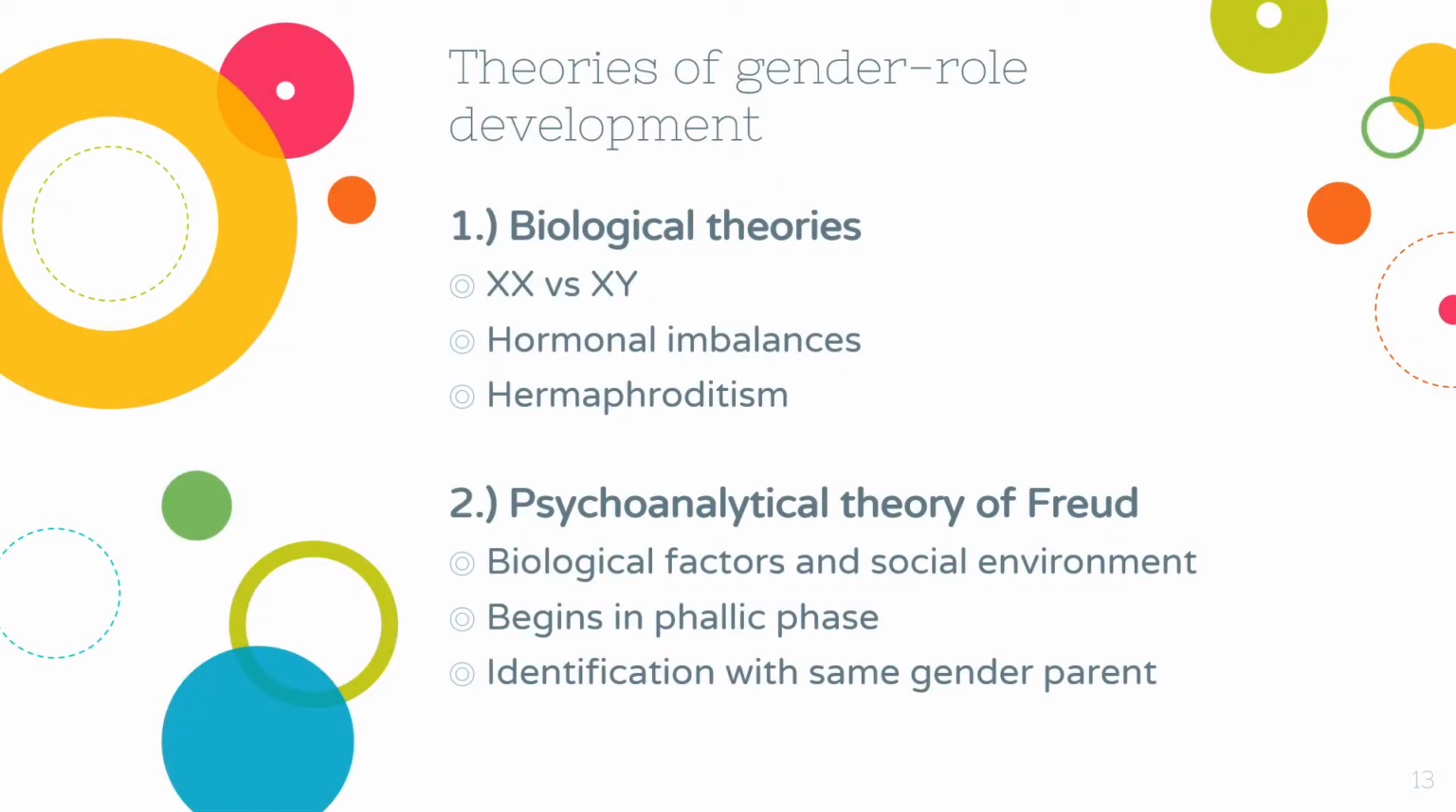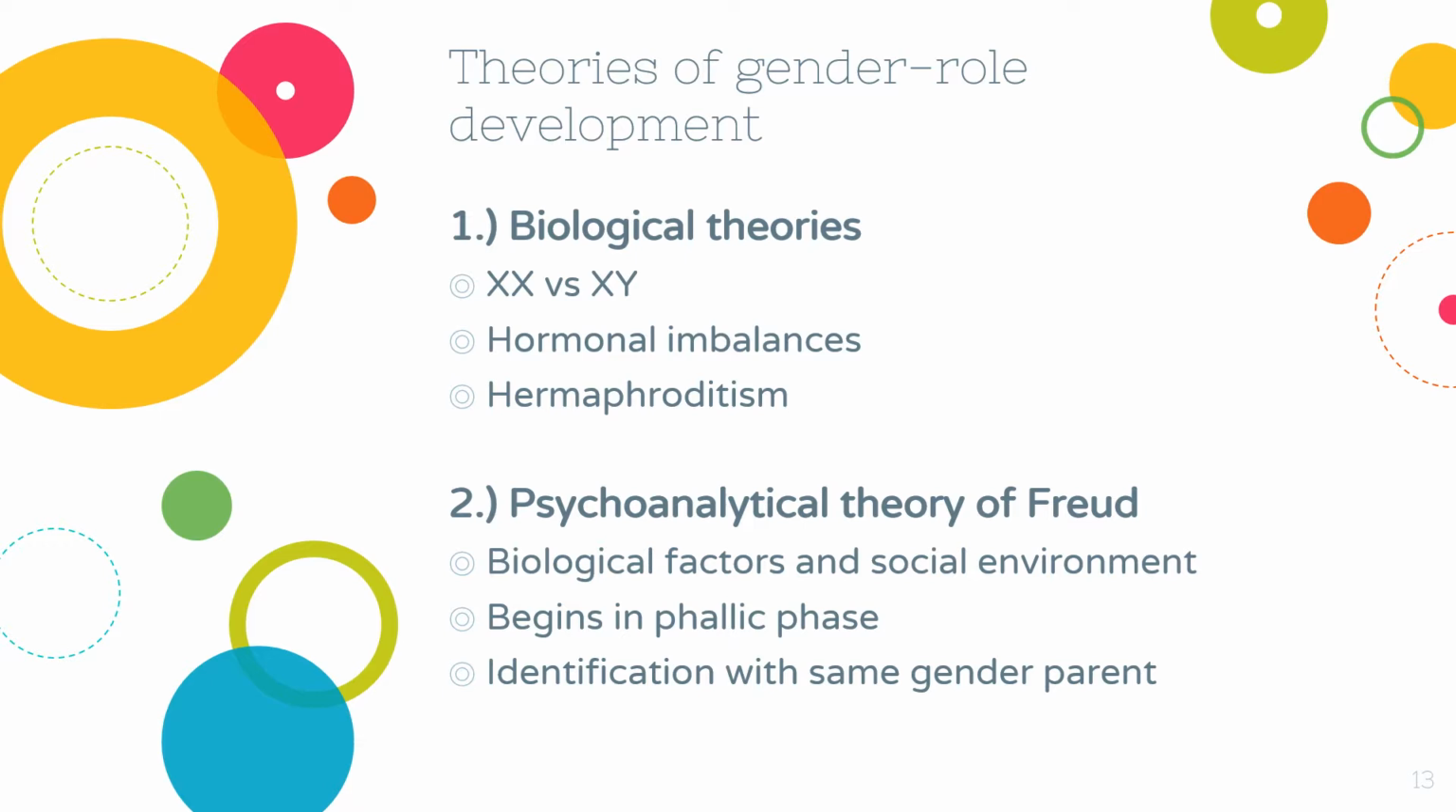So, theories of gender role development. Some psychologists emphasize the role of biological factors in the differences between the sexes, while others believe that social environment has a major impact. Some believe that children's cognitive development plays a role in gender role development. Let's start off with biological theories. Biological differences between the sexes begin at conception when the XX chromosome combination develops into a female and the XY chromosome combination develops into a male individual.